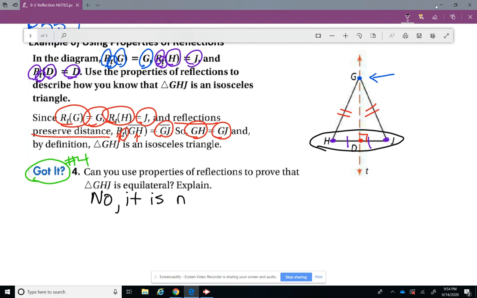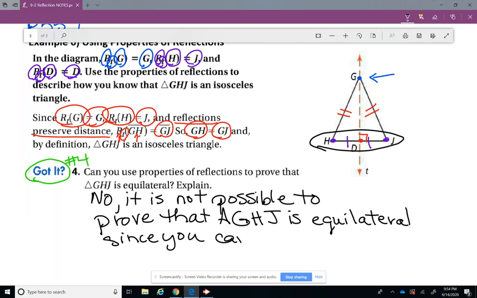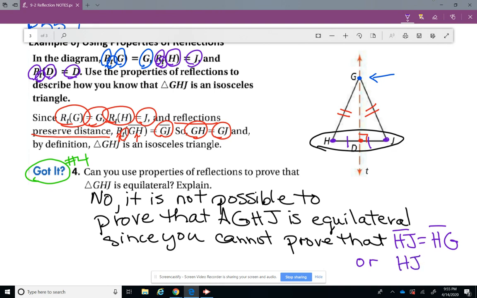It is not possible to prove that triangle GHJ is equilateral since you cannot prove that HJ equals HG, or you cannot prove that HJ equals GJ.